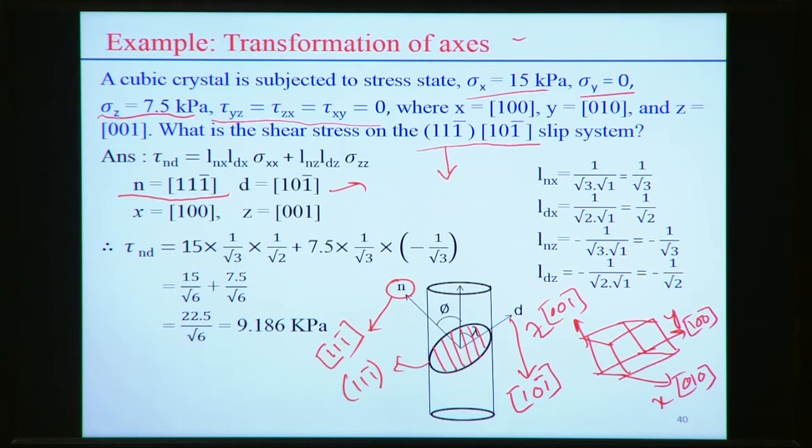Now we have explicitly defined the x-axis, y-axis and z-axis, but we need to find the shear stress. The shear stress is acting along the direction D, so tau in D defines one specific stress state. D defines the direction in which the stress is acting, and that is over the plane with normal n.